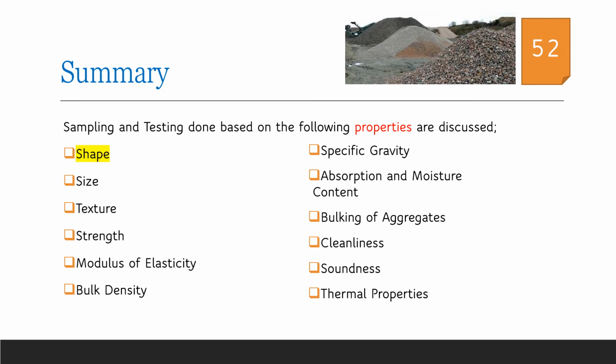Let us move on to the summary of today's session. We were discussing sampling and testing done based on properties. We have 12 different properties. In this session, we were discussing the property called shape. The shape is tested using two different tests where we have analyzed elongation index and flakiness index. Based on the magnitudes of elongation index and flakiness index, we can decide whether a particular sample of aggregates can be used for concreting or not.